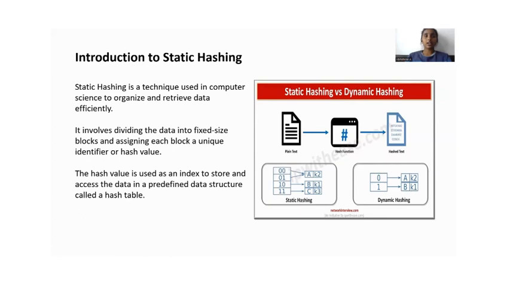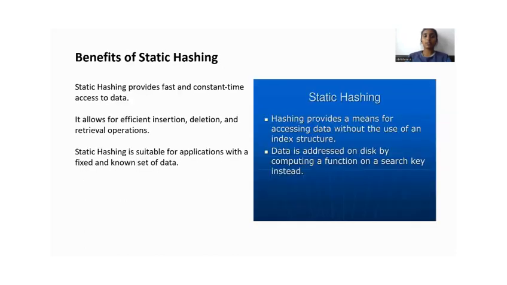Introduction to Static Hashing. Static hashing is a technique used in computer science to organize and retrieve data efficiently. It involves dividing the data into fixed size blocks and assigning each block a unique identifier or hash value. The hash value is used as an index to store and access the data in the predefined data structure called a hash table.